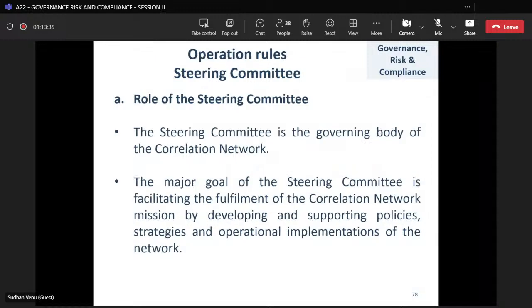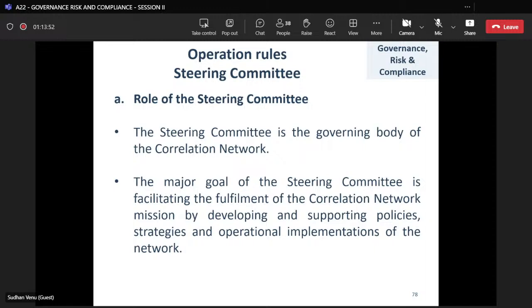And the next one is the operation rules for the steering committee. There are three kinds of things in the operation rules of the steering committee. One is the role of the steering committee, the second is the membership and structure, and the third one is rights and responsibilities.